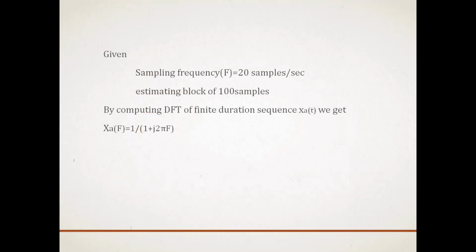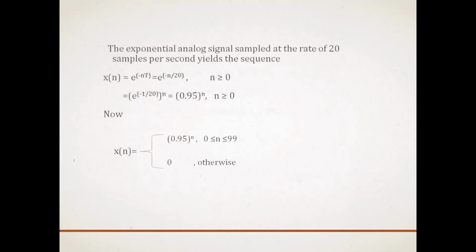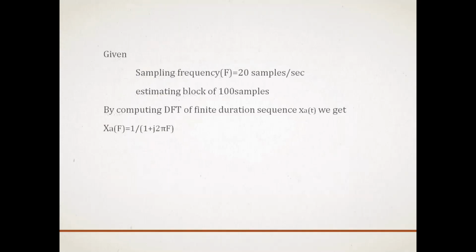Given that the sampling frequency is equal to 20 samples per second, and the estimating block is 100 samples. The Fourier transform of the analog signal xa(t) gives Xa(f) equals 1 by (1 plus j 2 pi f).